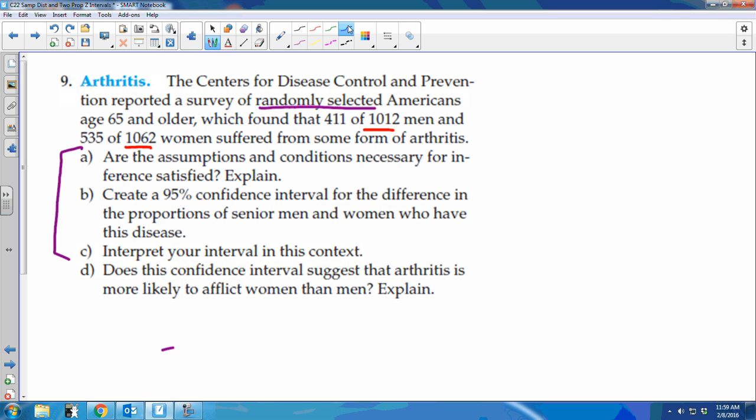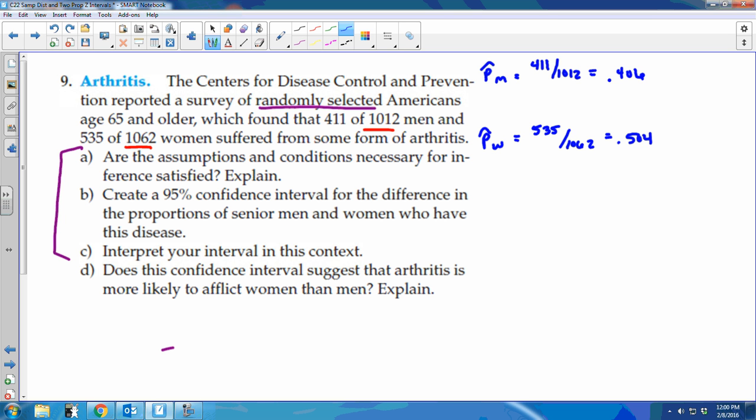Now, for success failure, you need to know what p is. So you have 2. You have p hat for the men, and you have p hat for the women. So you do 411 out of 1,012, and you get 0.406. And 535 out of 1,062, you get 0.504. Right? So I would need to do 0.406 times 1,012. Is that greater than 10? Definitely, probably. Right? And then you would do the complement. So 1,012 times the complement of 0.406.